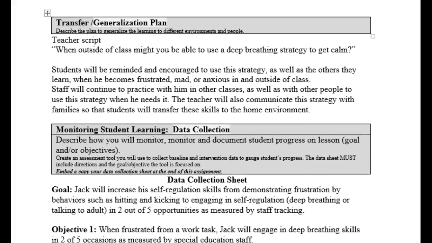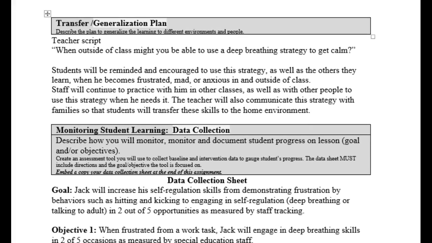Now you want to make sure that there's some generalization planned for. So the teacher script for the generalization is, when outside of class might you be able to use a breathing strategy like this one to get calm? And so they will brainstorm some ideas when outside of class they might be able to use this strategy. And the students will be reminded and encouraged to use this strategy as well as others they learn when they become frustrated, mad, or anxious in or outside of class.